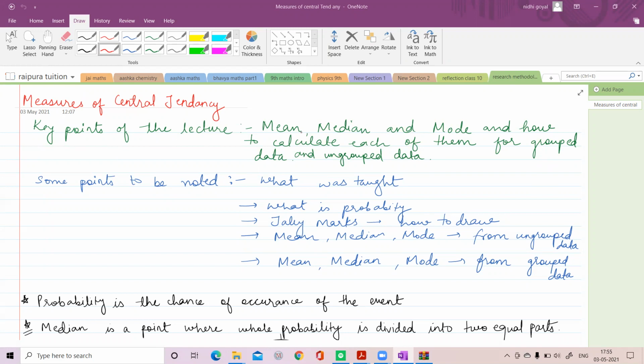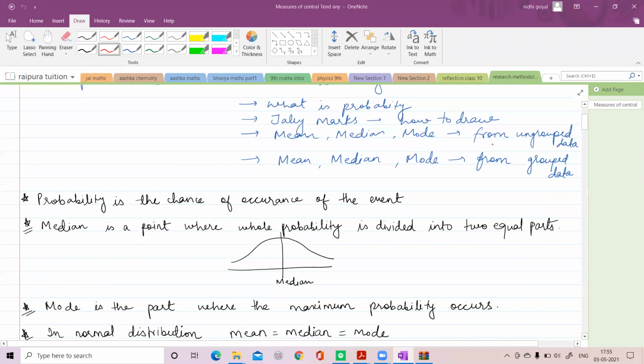So the key points of the lecture were mean, median and mode and how to calculate each of them for grouped data and ungrouped data. Some points to be noted were what is probability, what are tallymarks and how to draw the tallymarks. And we learned what is mean, median and mode and how to find mean, median and mode from grouped data and from ungrouped data as well. So these are the key points.